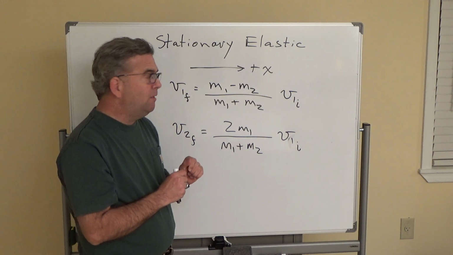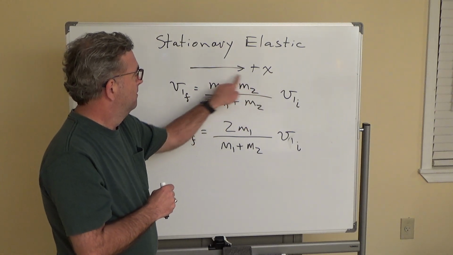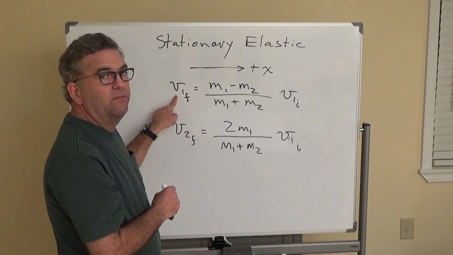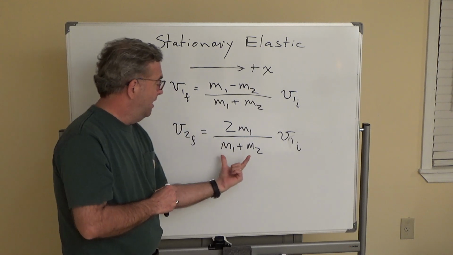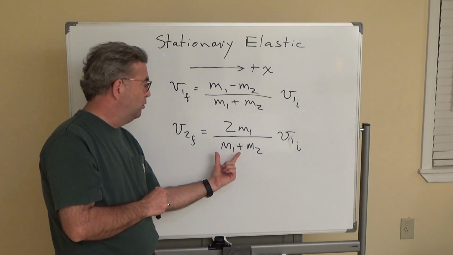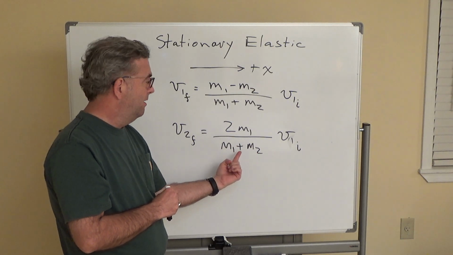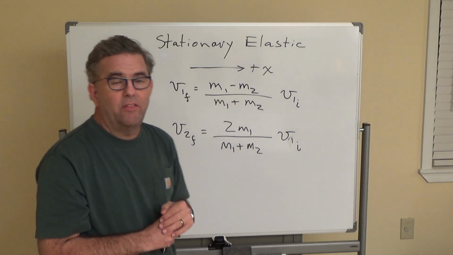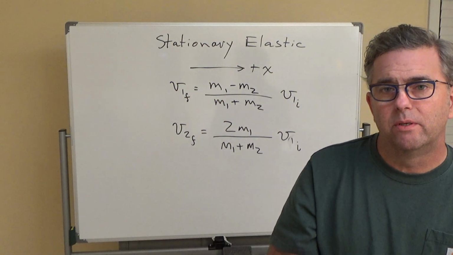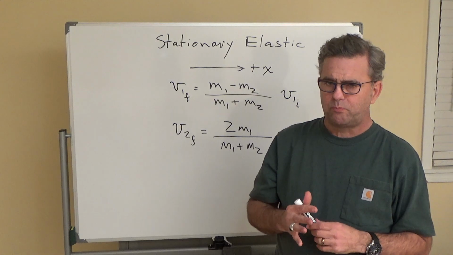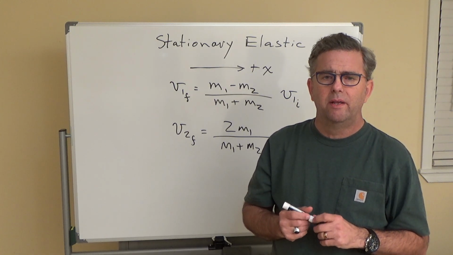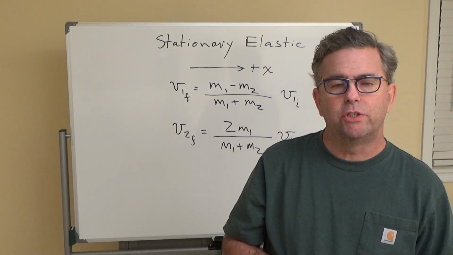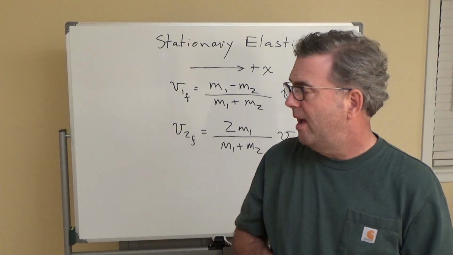What happened in the case where M1 was equal to M2? When M1 is equal to M2, this term is 0. You get V1 final equal to 0, and then this just becomes 1, and you get V2 final equal to V1 initial. And in the homework, you'll do some of these problems based on this, so you'll see how these equations work. I'm not going to do an example right now. I'm going to look at a different type of collision and do an example for that.